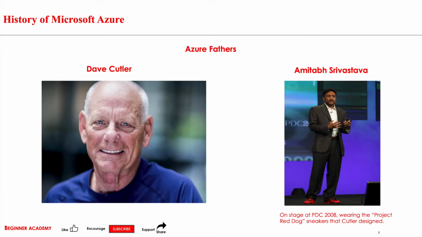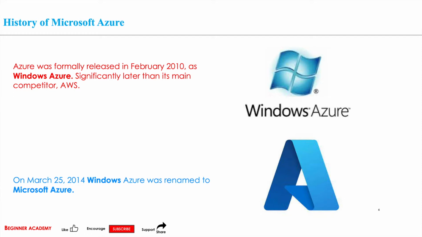Mr. Dave Cutler and Amitabh Srivastava were the key persons involved in bringing Azure to life. Hence, they were called the fathers of Azure. It is a point to be noted. Next bit of history: Azure was formally released in February 2010 with the name Windows Azure. Obviously, it is significantly later than its main competitor AWS, so AWS got a first-mover advantage over Azure.